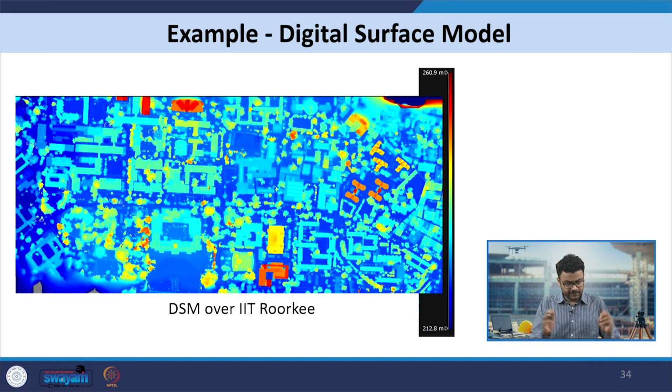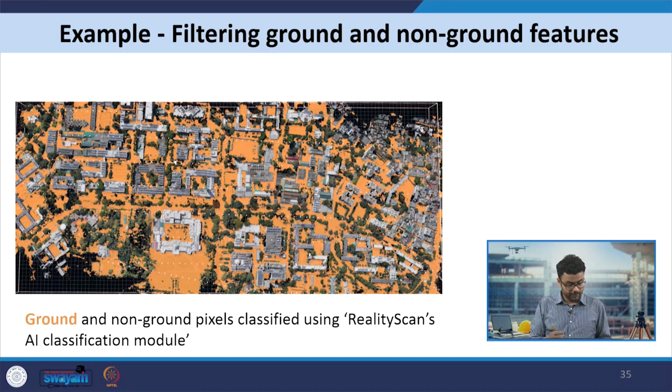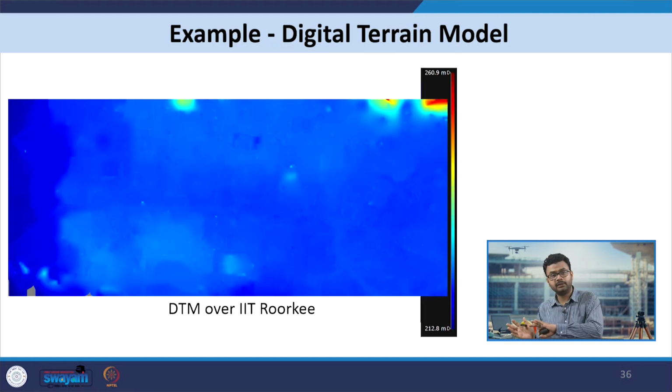After the interpolation of these holes, that leads us to the digital terrain model. So this example shows the digital surface model which is created from the point cloud. Then from the digital surface model, by using an algorithm in the photogrammetry software, we can identify which are the ground points which are shown in the orange color. So all the ground pixels have been classified and identified using RealityScan's AI classification module. Then the non-ground points are removed and the ground points are interpolated to create a smooth surface, and this is a digital terrain model over IIT Roorkee.